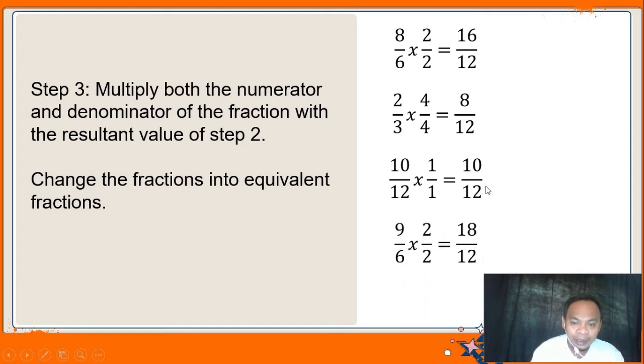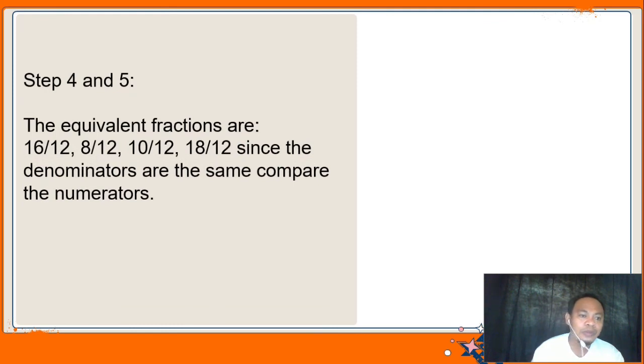Then 9 over 6 yung fraction natin. Yung result niya kanina ay 2. So 9 times 2 is 18 and 6 times 2 is 12. So that's for our step 3. And for our step 4 and 5, the equivalent fractions are, ginamit na po natin yung LCM, which is 12: 16 over 12, 8 over 12, 10 over 12, 18 over 12.